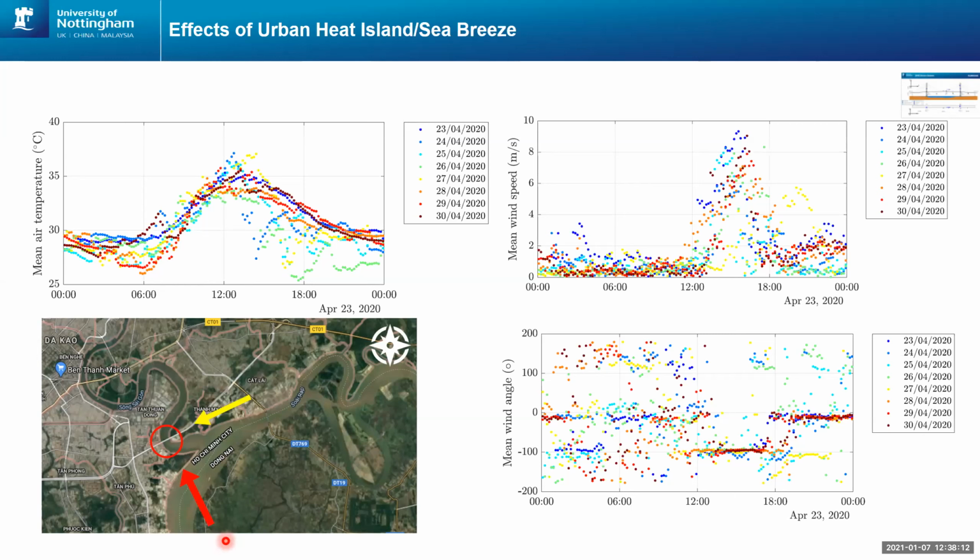The sea is down here, the city center is here. So we've got a sea breeze exacerbated by the urban heat island that's generating a strong enough breeze to be picked up by the instrumentation here. And we think that might be contributing to the average response change that we're seeing.